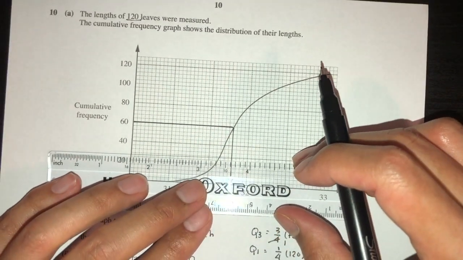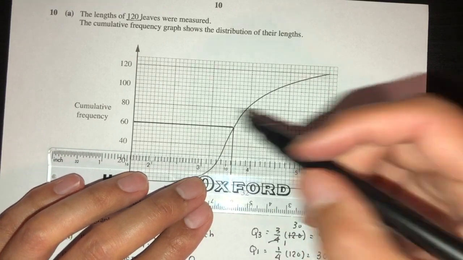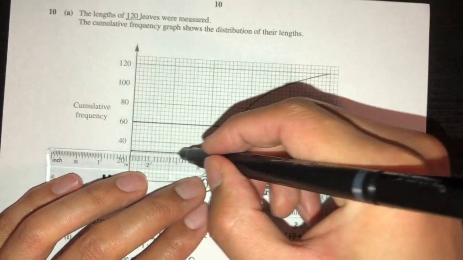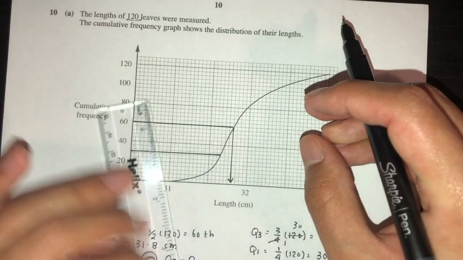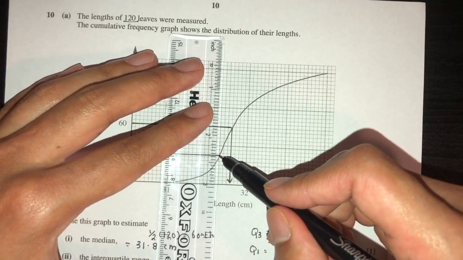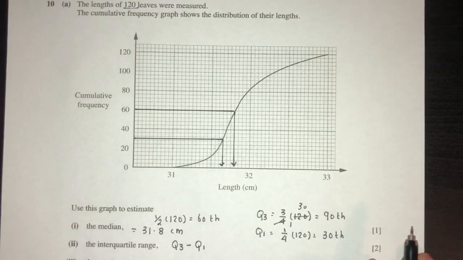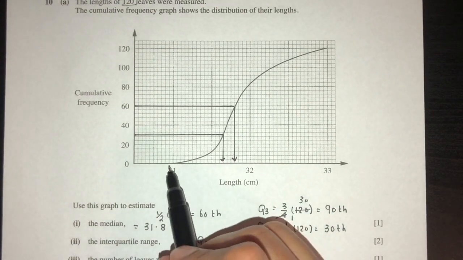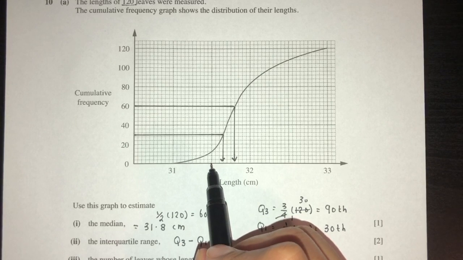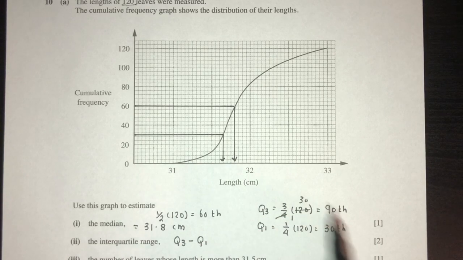It should be somewhere around here. And this will be this value. This will be what? Let's check. So that will be 31.5, that will be 0.65. So lower quartile will be 31.65. Now what is the 90th value?